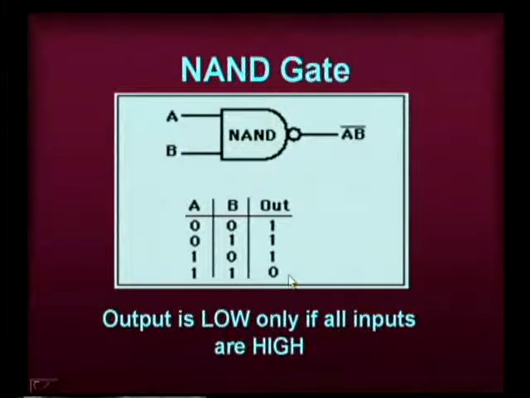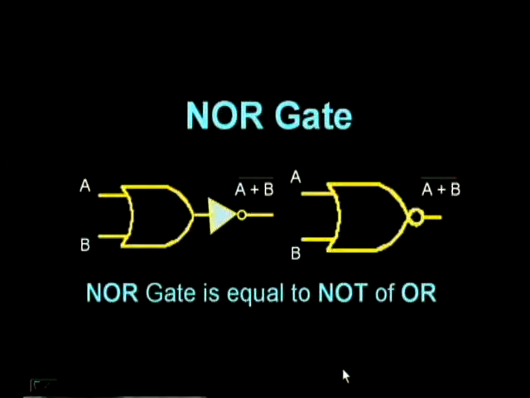So, the realization of NAND gate, the logic expression and the truth table are seen. Here we say the output of NAND gate is low only if all inputs are high. This is the NAND gate.